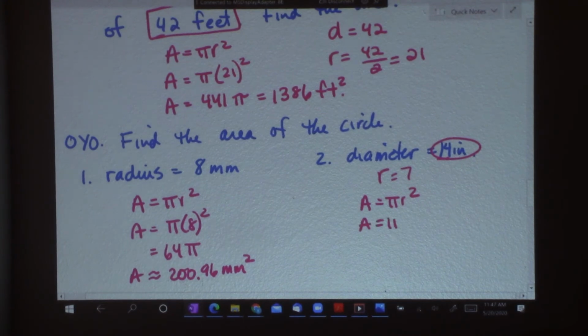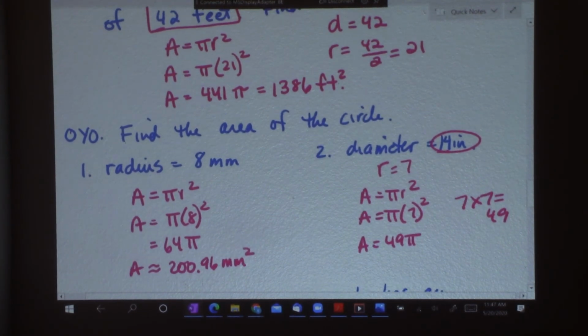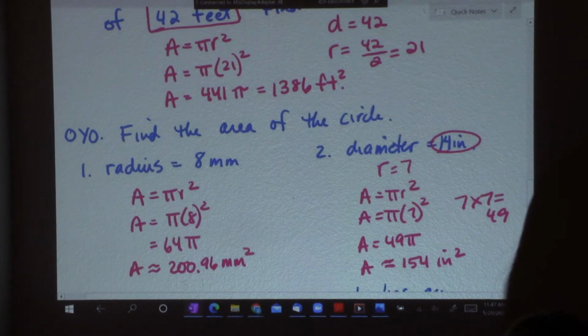Now, if the diameter is 14 for number 2, the radius will be 7, and I'm going to put 7 in there. That means 7 times 7, not 7 times 2. So I have 49 pi, and if I work that out, I get about 154 square inches. Okay? We're almost done. We're going to do just a couple more.